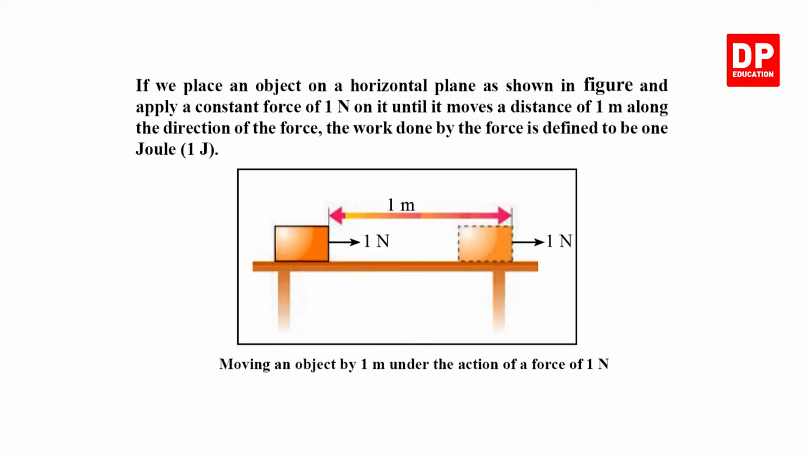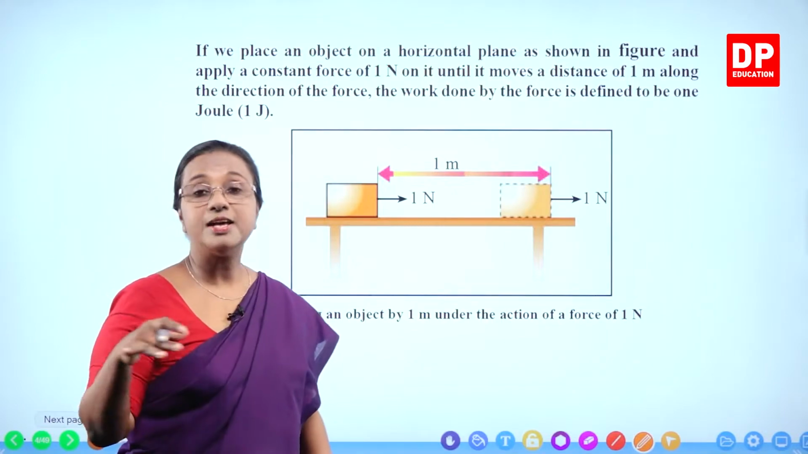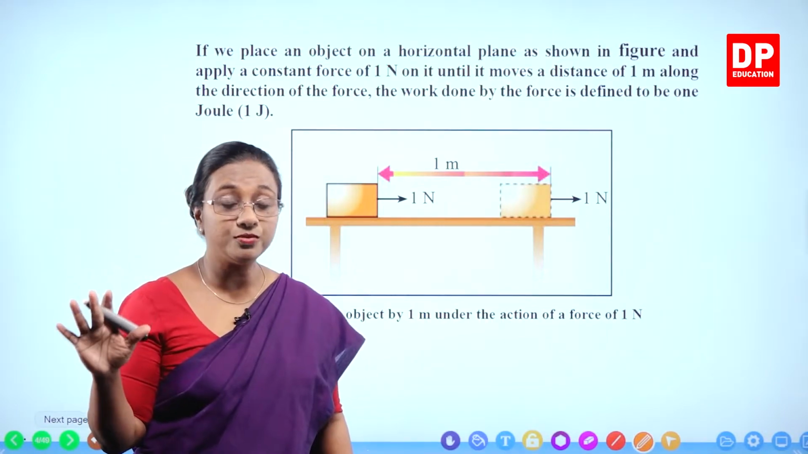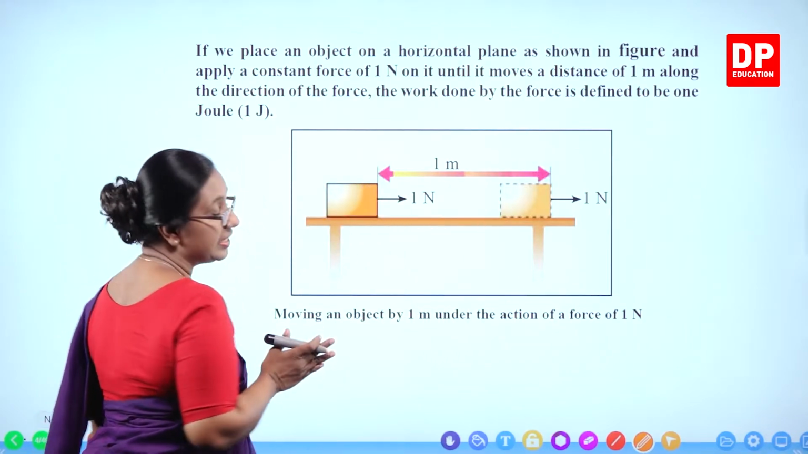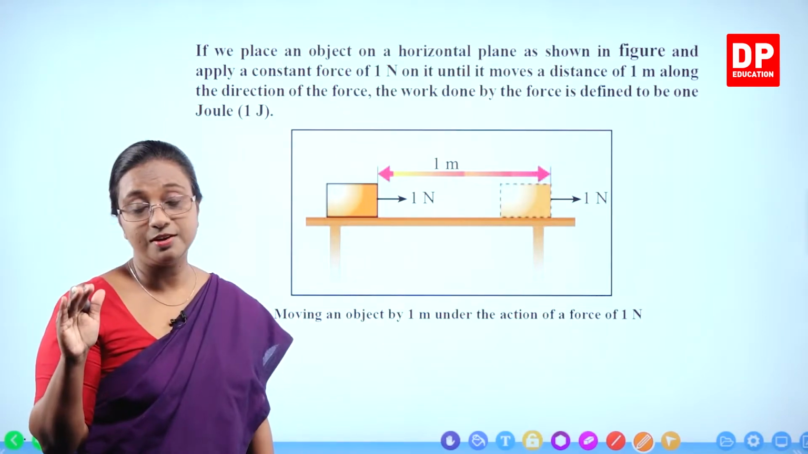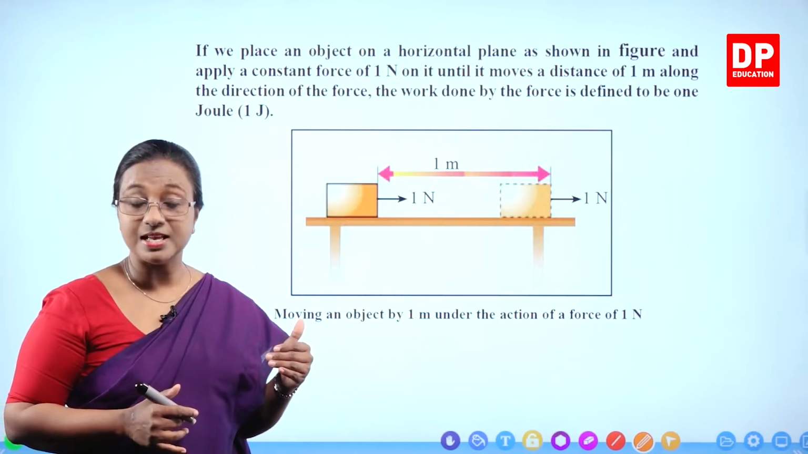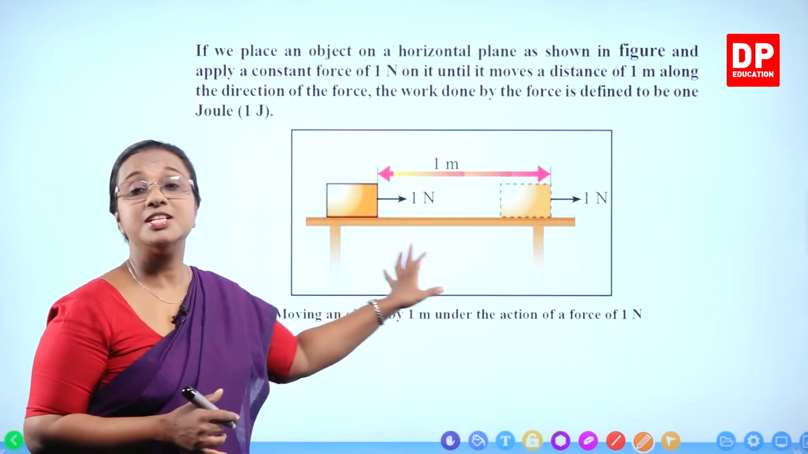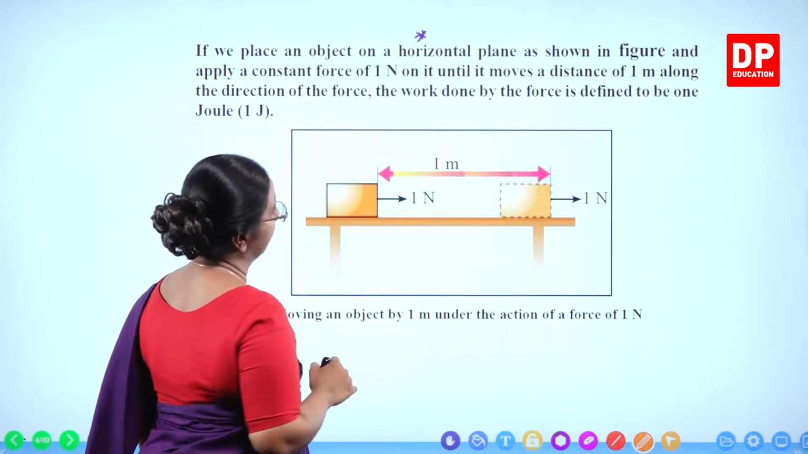First one, before looking at the diagram, we'll read what is given. If we place an object on a horizontal plane, you all know why we always say a horizontal plane. This is a horizontal plane and normally it has to be a smooth surface so that there is no friction. And also when we say horizontal plane, it's easier to apply the force in a certain direction and the object will move only due to that horizontal force. If the plane was inclined, then there can be other effects as well. Even the effect of gravity can change the movement of the object. So to avoid that, we always say horizontal plane.